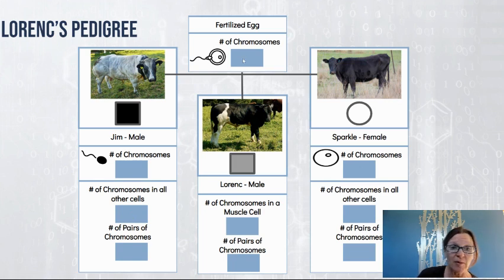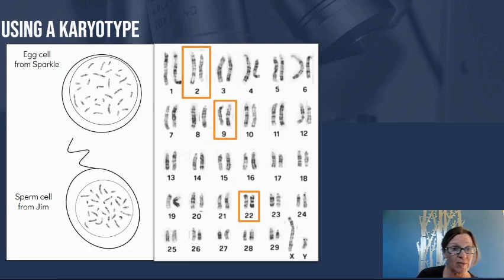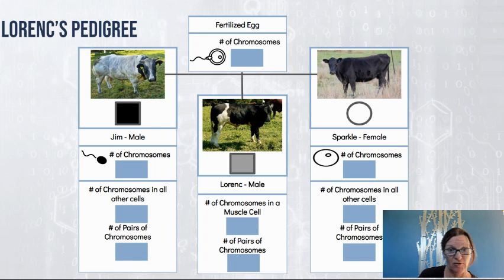And then I want you to think about the fertilized egg. So when this egg cell was fertilized by this sperm, how many chromosomes are we going to have total, and how many pairs of chromosomes are you going to have total? So you're going to write the number of chromosomes here.